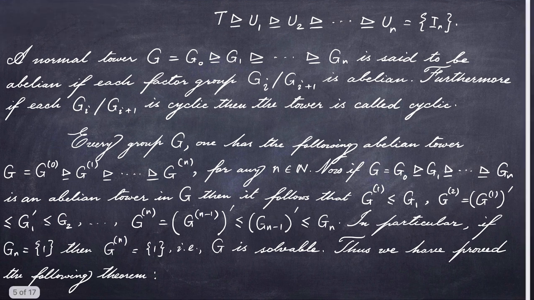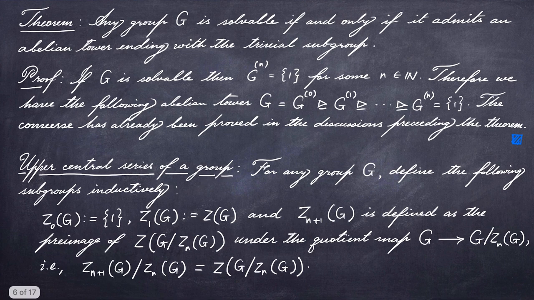In fact, the following theorem shows that this is a necessary and sufficient condition for solvability of a group. So the theorem is exactly what I have just said. For any group G, G is solvable if and only if it admits an abelian tower ending with the trivial subgroup. The proof is almost all I have discussed just now.